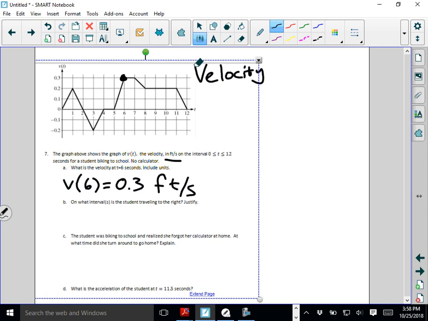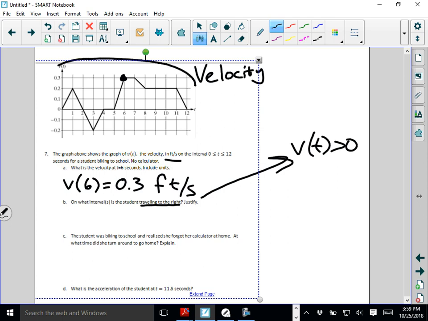Next, B says, on what intervals is the student traveling to the right? What everyone needs to know here is that traveling to the right means velocity is positive. Right away, when I read that question, I'm interpreting this as, where is v of t positive? And again, I have a v of t graph. So I want to know, for what t values is the velocity positive?